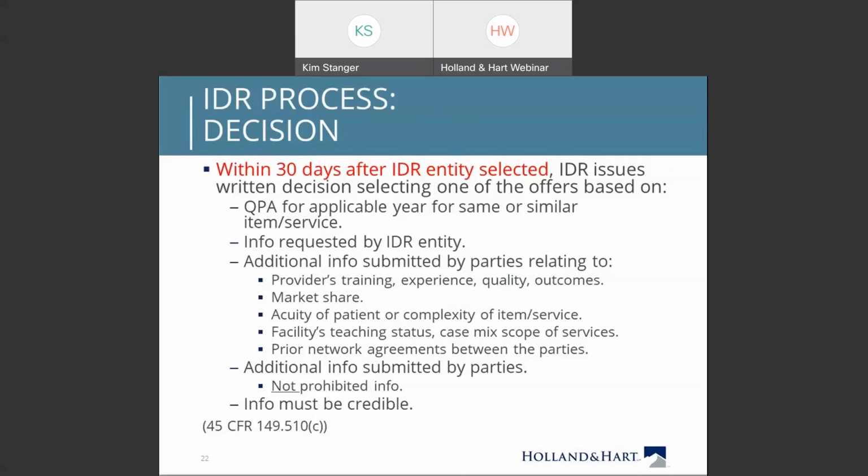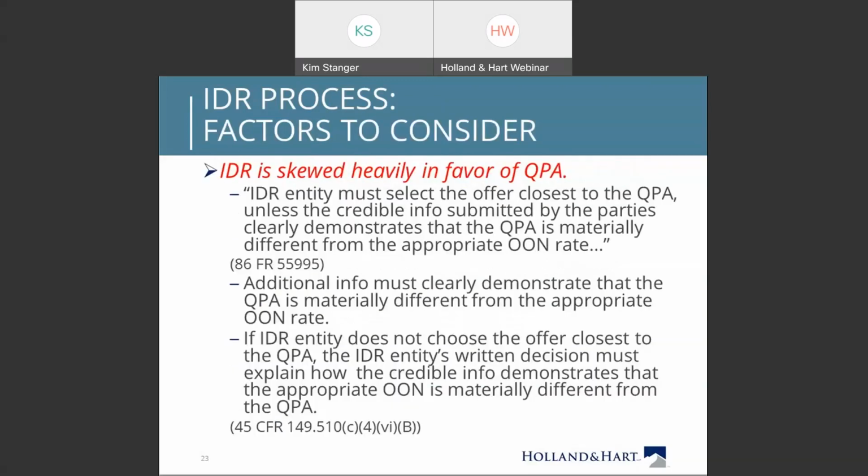and the information must be credible in order for the IDR entity to rely on that, meaning that it is relevant and that it is supported by actual documents or evidence to support this. Now, in looking at those factors, when that IDR entity weighs all of those factors to determine what the out-of-network rate is going to be, that IDR process is skewed heavily in favor of the QPA. That's the presumptive amount that you're going to get no matter what you claimed.